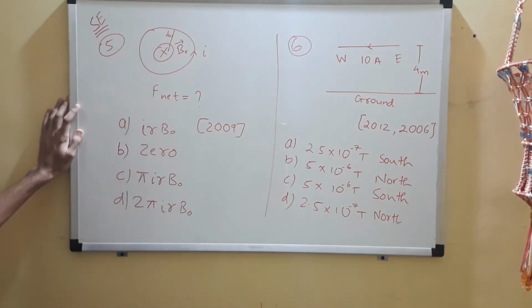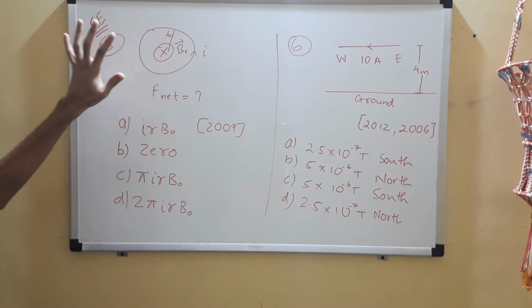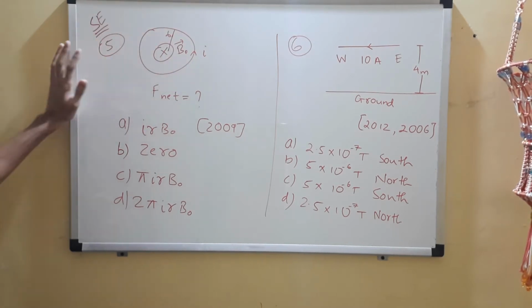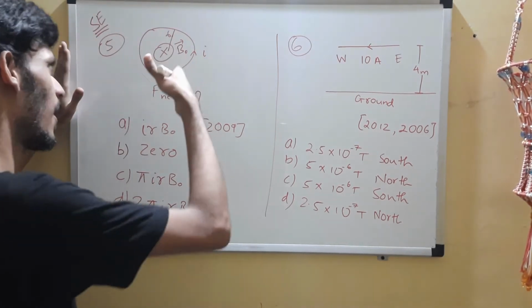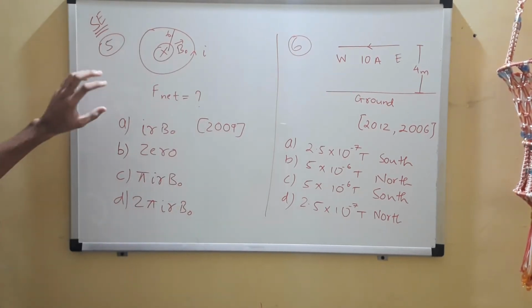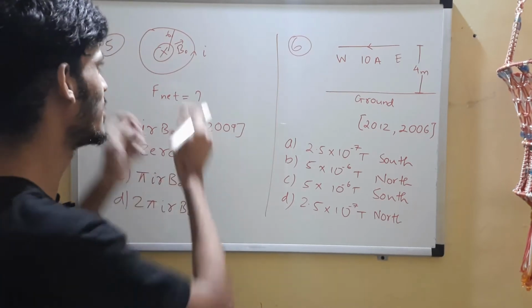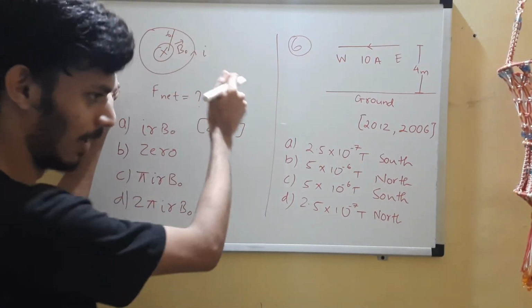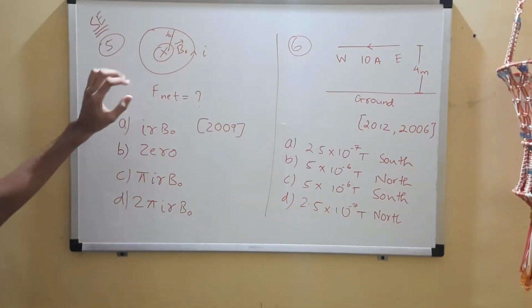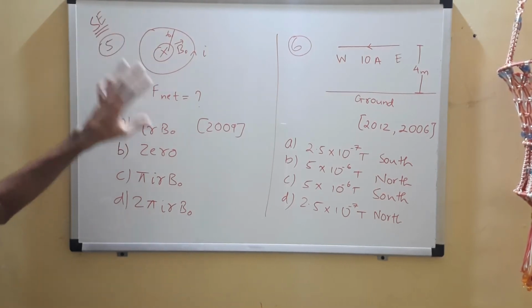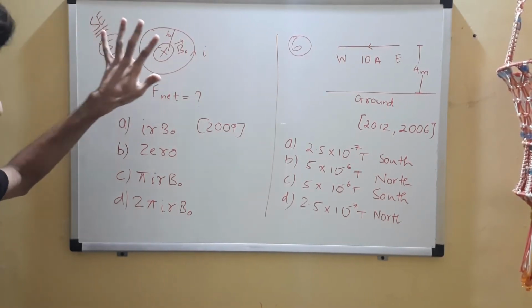In question 5, we have a region of uniform magnetic field. The direction of the field is as shown, it is inwards, into the plane of this board. You are supposed to find the net force on a current carrying circular loop which is placed in this uniform magnetic field.